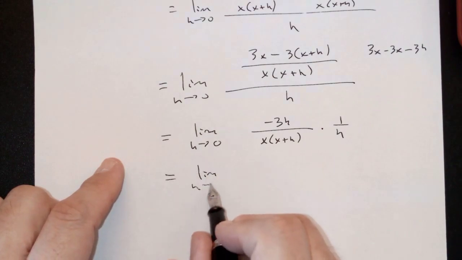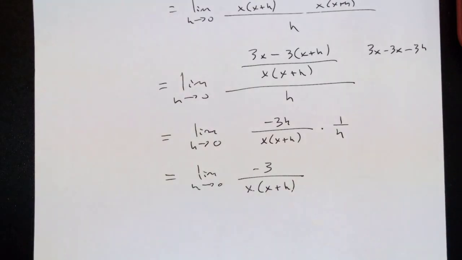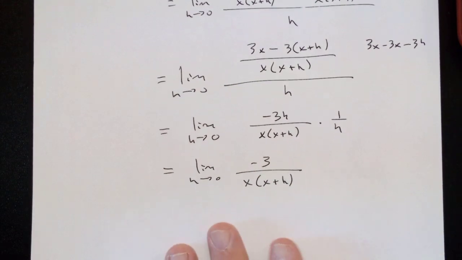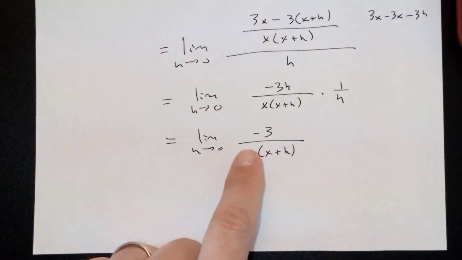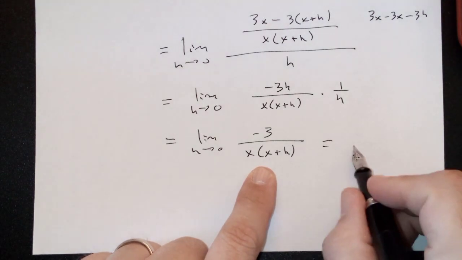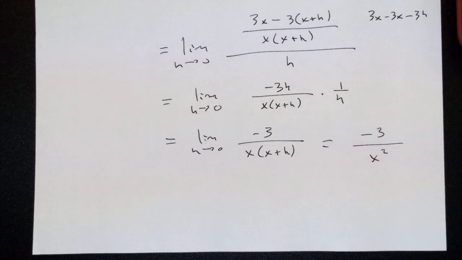Limit, h goes to 0. Negative 3 over x plus h. That's definitely not going to be 0 over 0. But what happens down here when I take this limit? Because I'll have x times x. You had a 1 over x. Don't worry about the 3, but the process is the same.